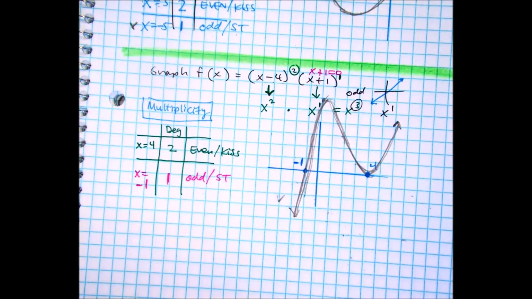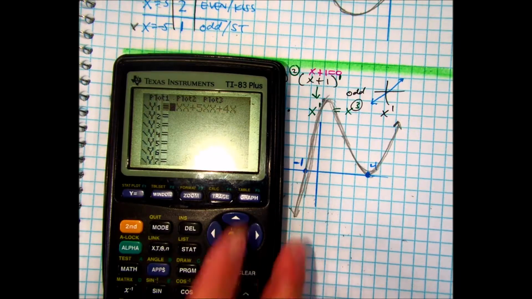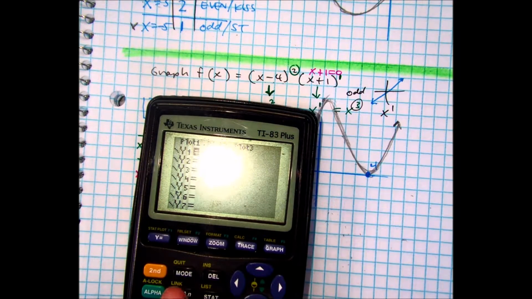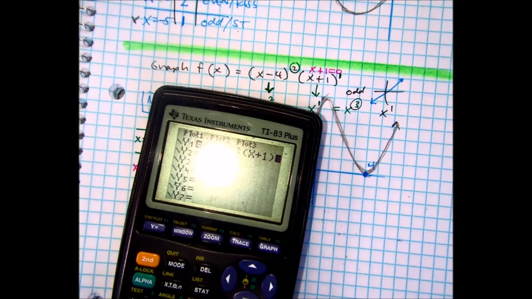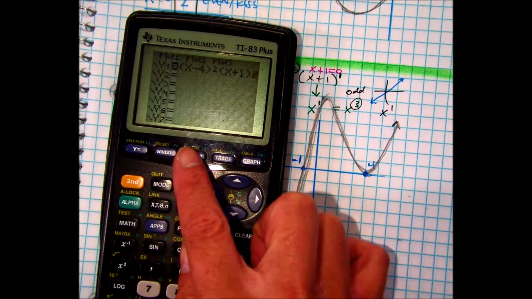Take out your calculators. Let's go ahead and look at our calculator and see what this looks like. So make sure to use your parentheses. X minus 4 squared, times quantity x plus 1. Then I'm going to press zoom 6.